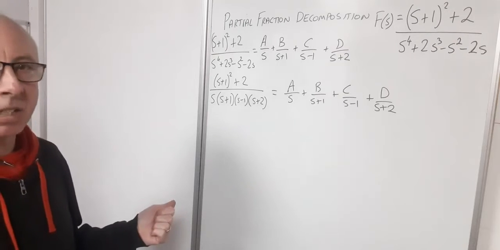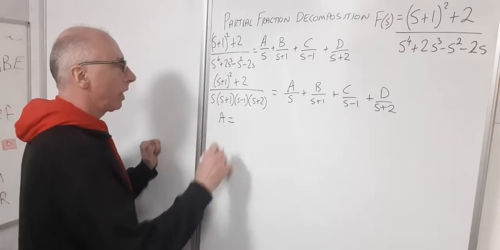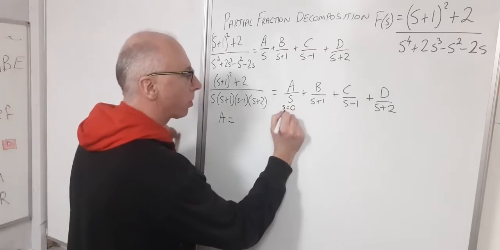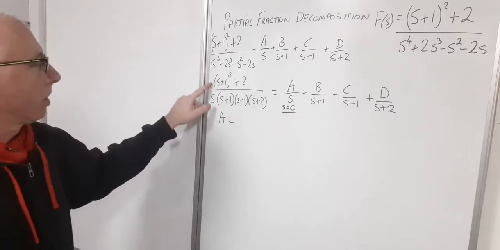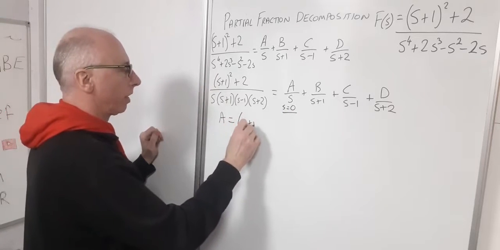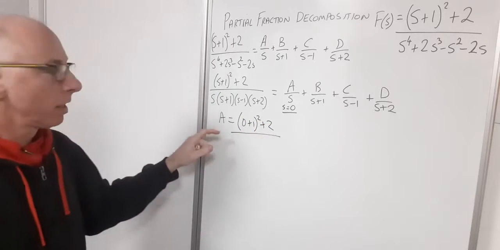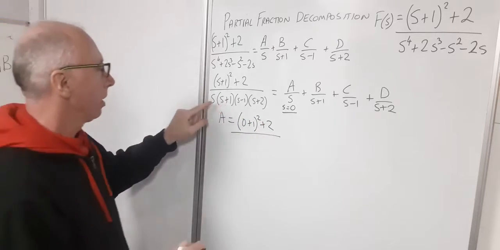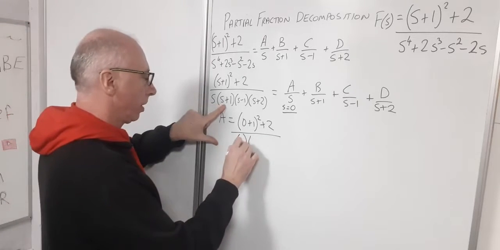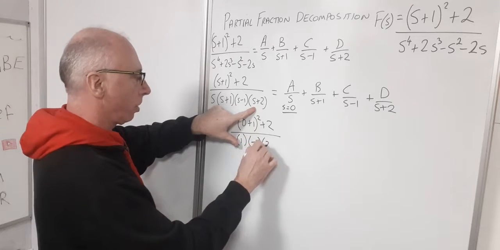So I'm going to write down each one of these separately. So A will equal, so for here we want S equals 0. So I'll just write that there. So now we want 0 plus 1 squared plus 2 divided by, so when S is 0 here, this one will disappear. So then we're left with 1 times minus 1 times 2.